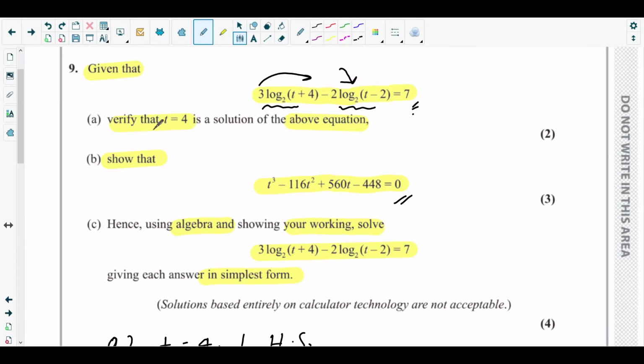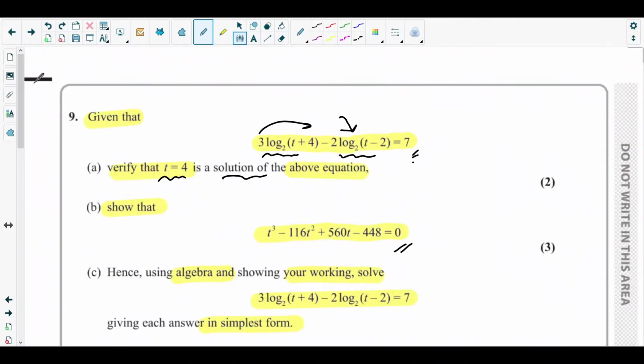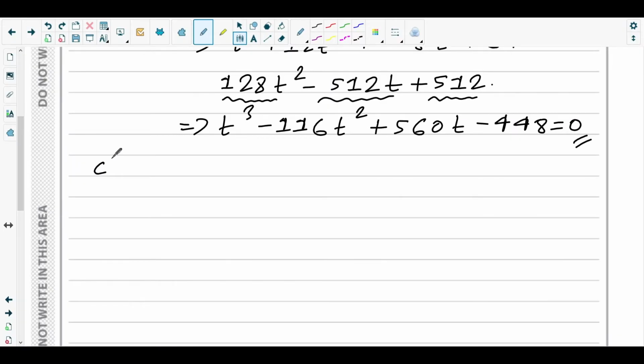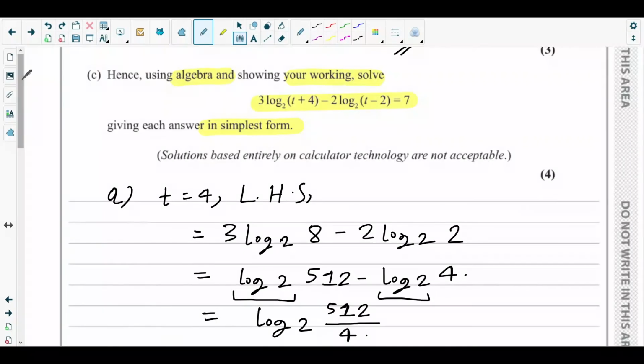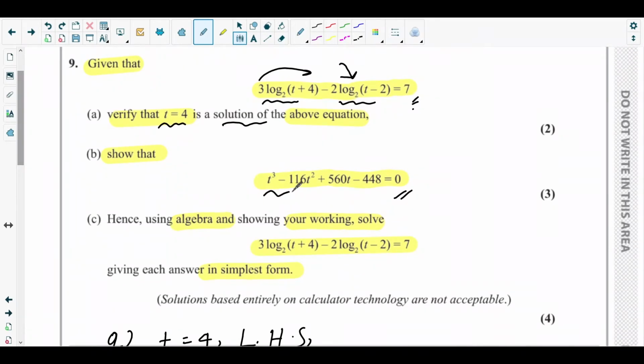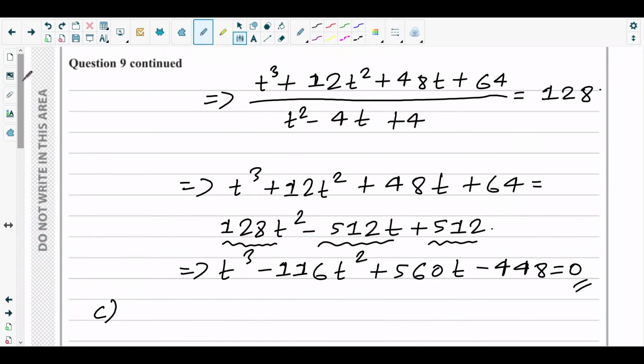So we already know that t equals 4 is one of the solutions of the given equation. So since t equals 4 is one of the solutions, we can use the factor theorem to factorize the cubic equation that we have derived in part B. The question in part C says hence. That means we have to use this cubic equation.